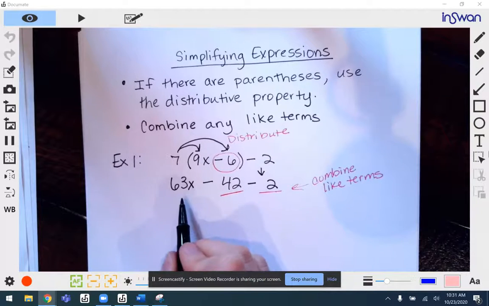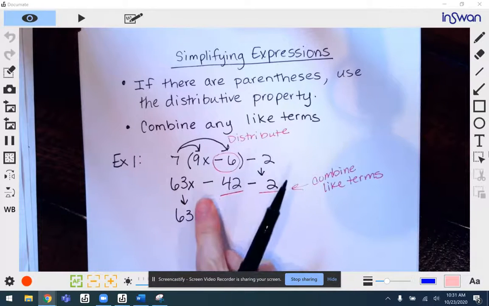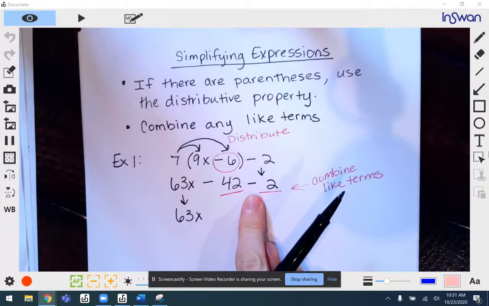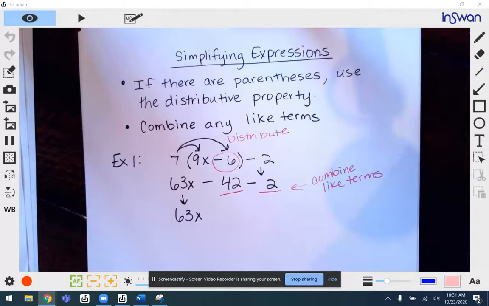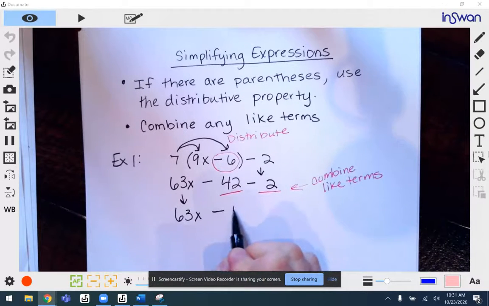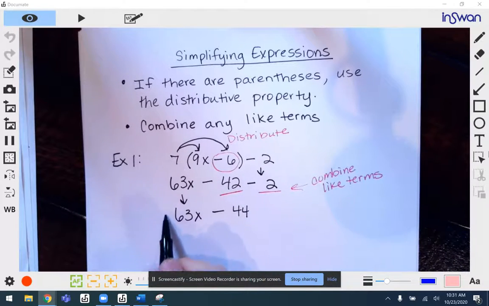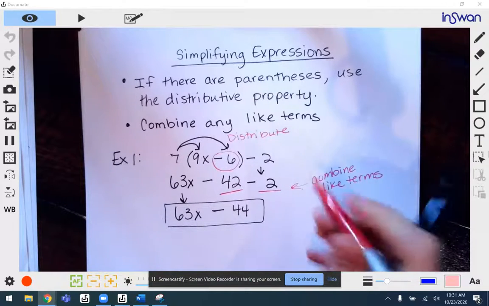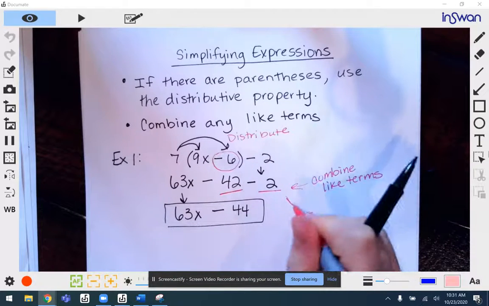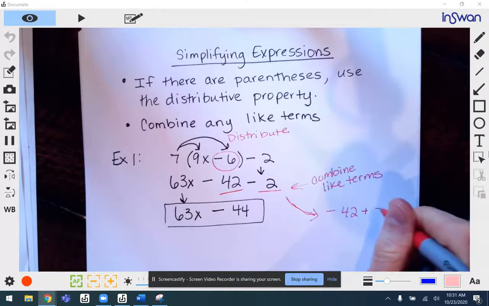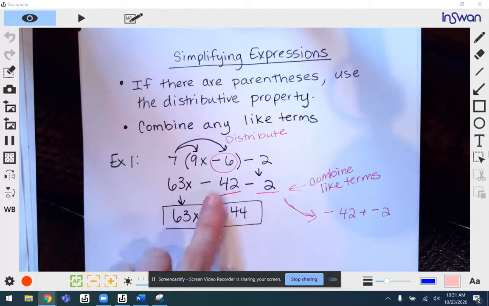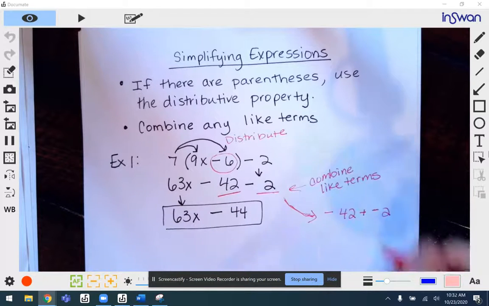The 63x doesn't have any like terms, so we would just bring it down. And then when we do negative 42 minus 2, remember we add the opposite sign. So that becomes negative 42 plus negative 2, which is negative 44. I'll write that on the side here just in case you needed it. So remember, we're adding the opposite sign, so plus negative 2, and that's how we ended up with our negative 44.